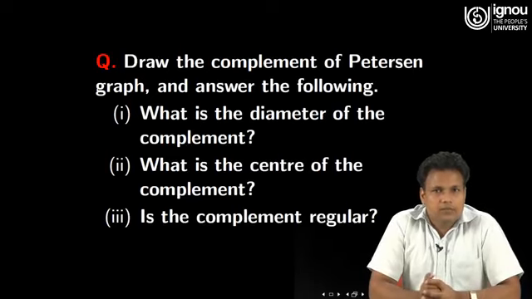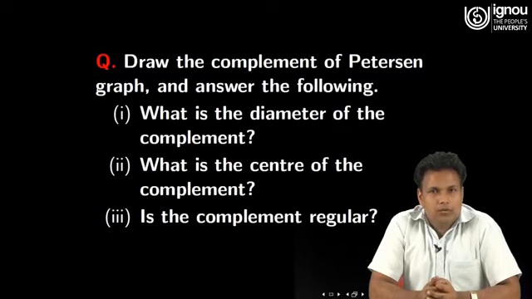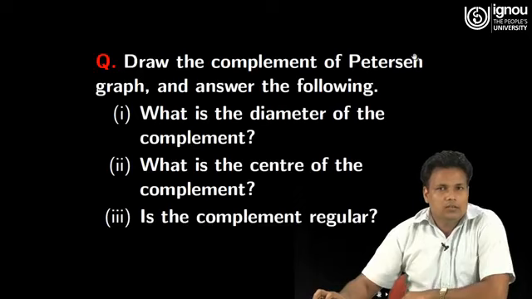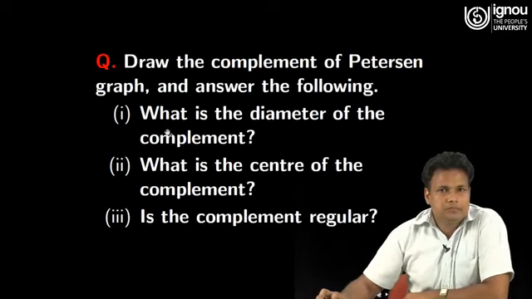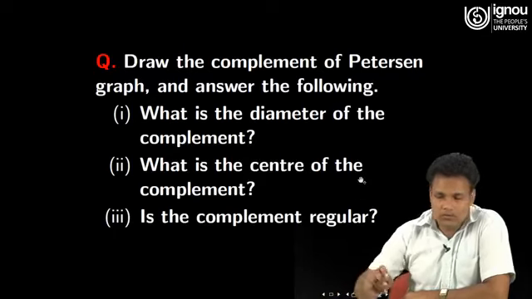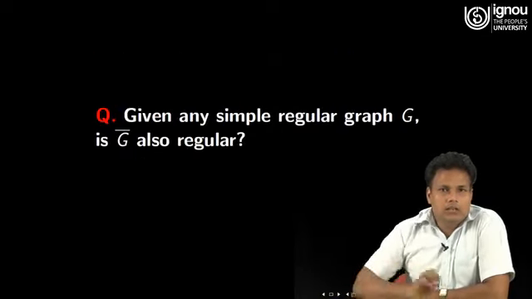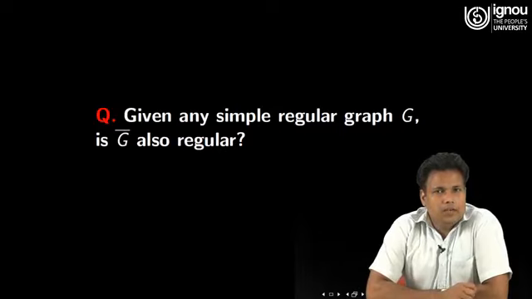Let us look at another question. Draw the complement of the Petersen graph and answer the following. You can recall the definition of the Petersen graph, and you have to draw its complement and then find the diameter of the complement. What is the center of the complement, and is the complement regular? This is also easy. The next question is, given any simple regular graph G, is G bar also regular?